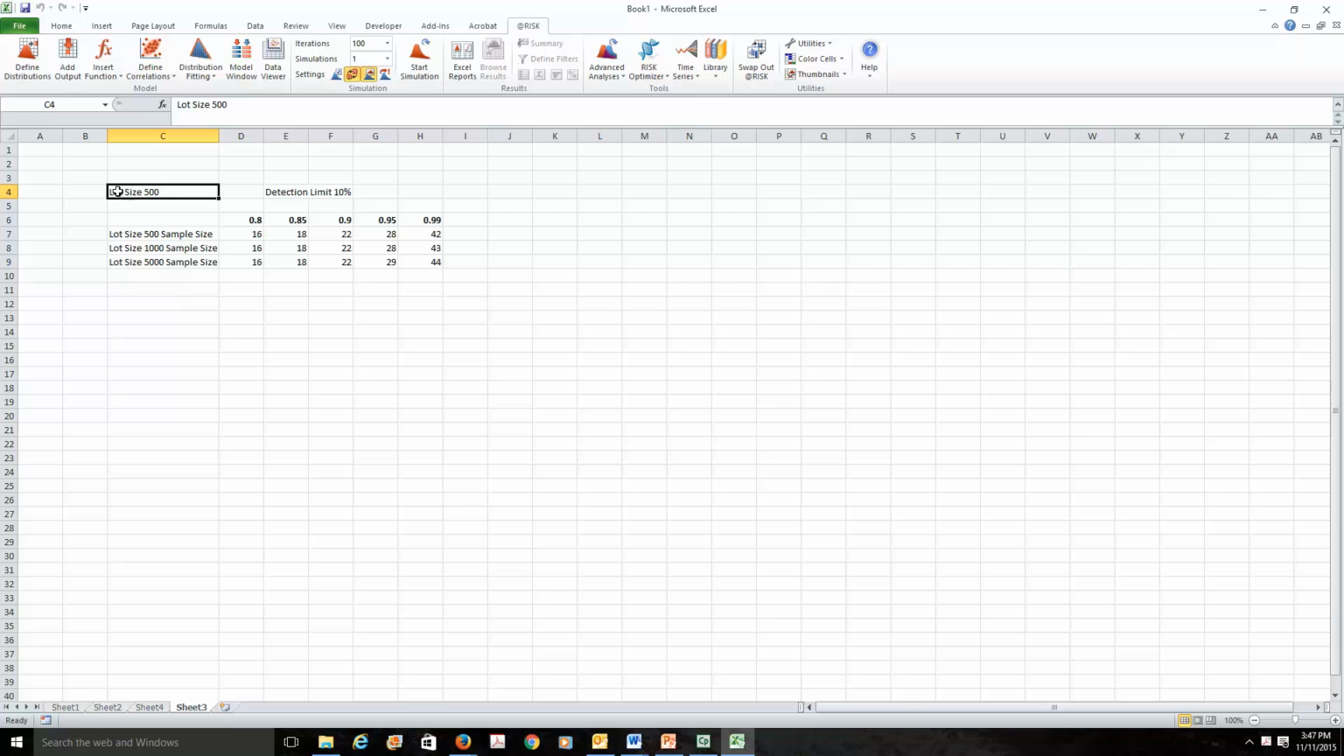One last application. I've chosen a lot size here of 500, 1,000, and 5,000. And using a detection limit of 10%, it's not difficult to develop tables. If you would like 80% confidence in meeting that detection limit, you only need a sample of size 16. For 85% confidence level, a sample size of 18. 90% confidence level, a sample size of 22. And you'll notice you don't really get movement in the sample size until you increase the confidence levels significantly.